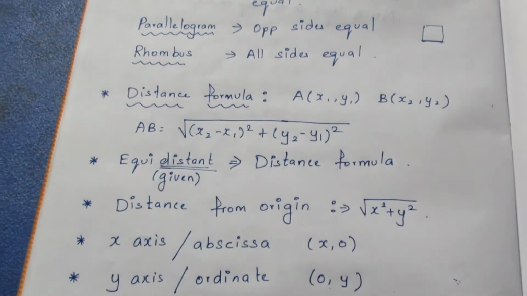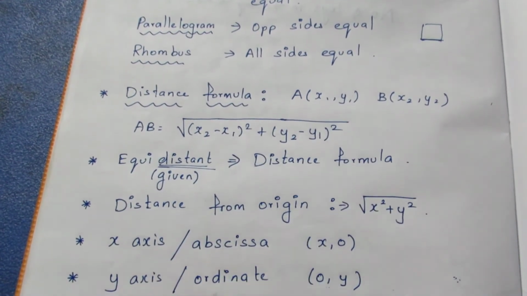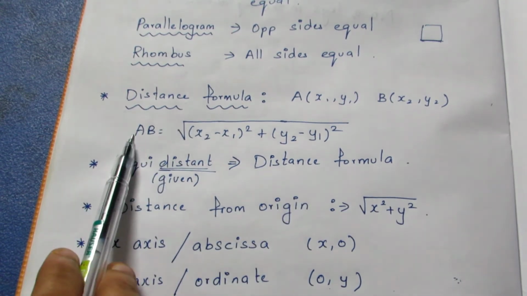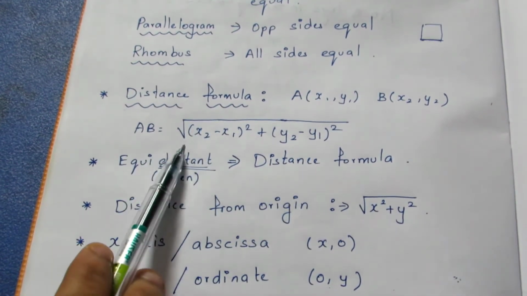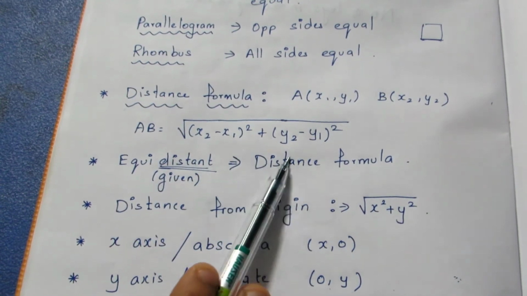And we have a special formula, that is distance from origin. If it is distance from origin, you can directly use the formula root of x square plus y square. Otherwise the distance formula will be AB equal to root of x2 minus x1 the whole square plus y2 minus y1 the whole square.